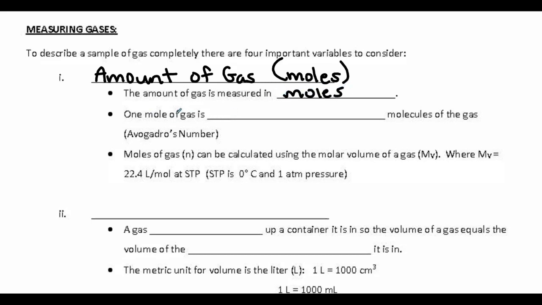And we know this already from our stoichiometry unit that 1 mole of gas, or 1 mole of anything, contains 6.02 times 10 to the 23 molecules of gas, which is Avogadro's number. We also know from our stoichiometry unit that we can convert between moles of gas and liters of gas, so the molar volume of gas, as long as we're at standard temperature and pressure, is 22 liters per mole, and that's for any gas at STP. So that's one way of measuring gas, and this is one we're already familiar with.